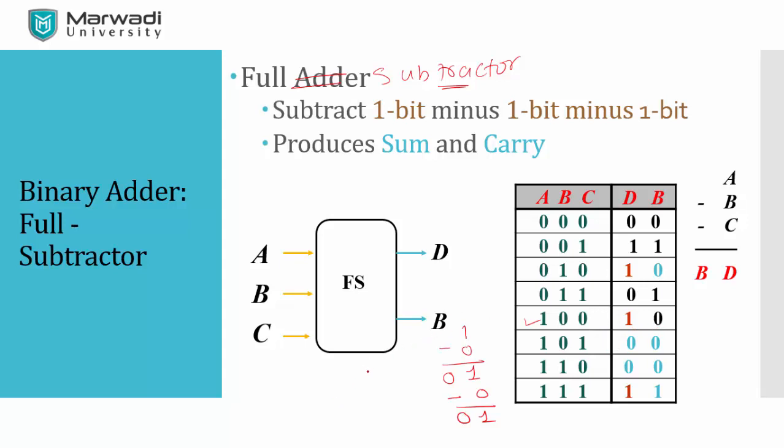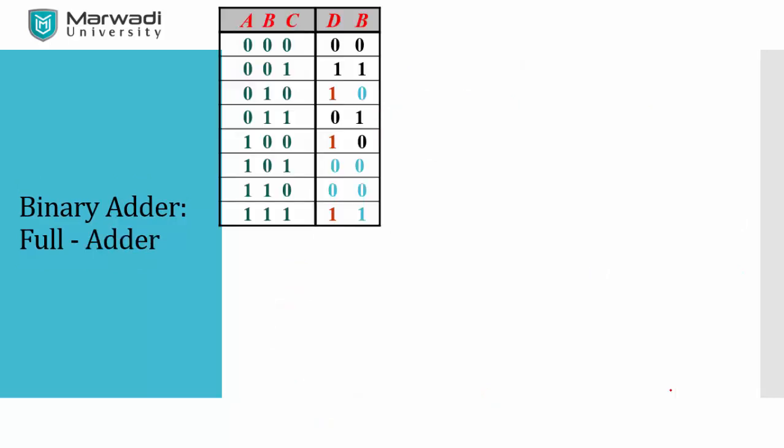Let's talk about 1 minus 1. The difference is 0, borrow is 0. Again, 0 minus 1 is not possible, so you need to take a borrow of 1. That is 10 minus 1, which is 1, and you have a borrow of 1, so difference and borrow both are 1.